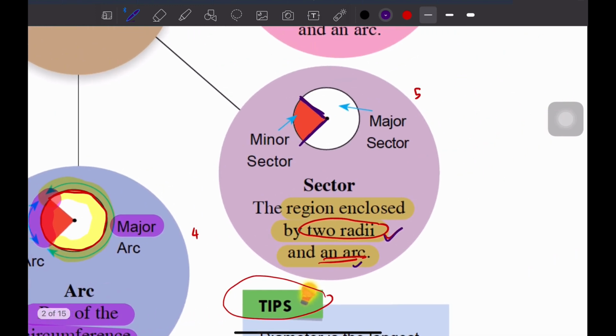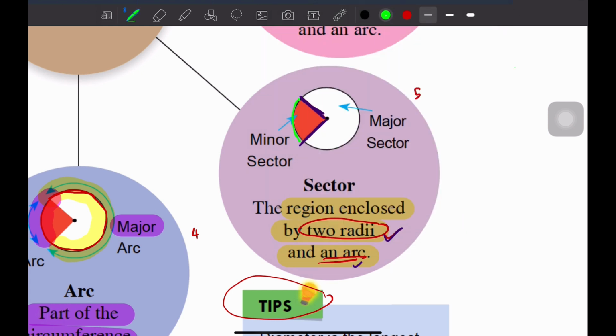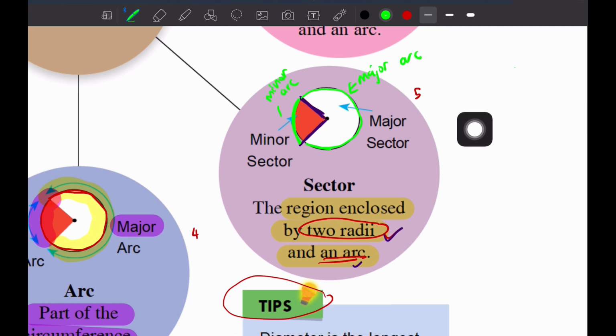So over here let's label our arc. Use green. So this is the minor arc. This is major arc. So what is the relationship between the minor arc and minor sector? What is enclosed in the minor arc, we call it minor sector. And whatever is enclosed inside the major arc, we call it as major sector.